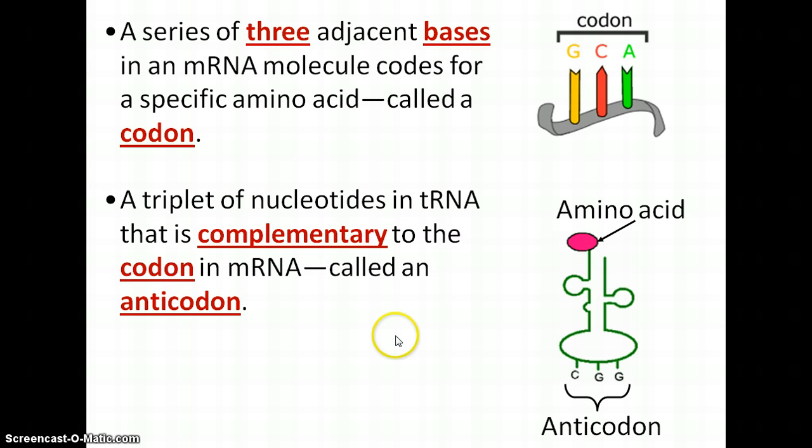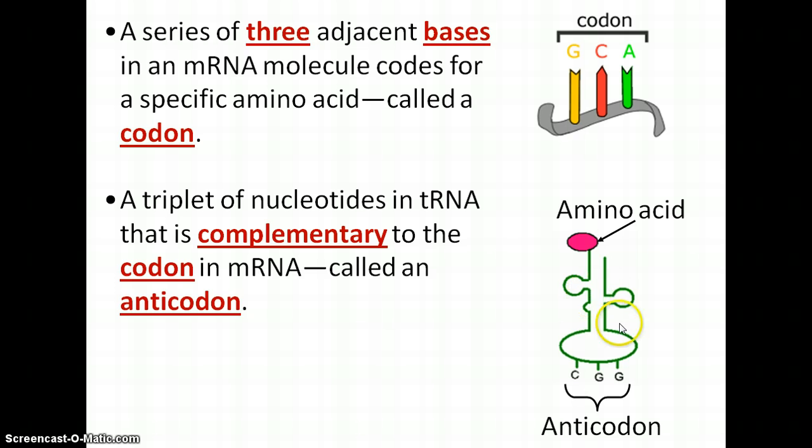Now, in tRNA, you have what is called a complementary codon or an anti-codon. So this codon would have G, C, and A, and the anti-codon for G, C, and A would, of course, be C, G, and U. We'll talk about why it's U and not T. Because, of course, this is RNA. We're not talking about DNA at this point. So the triplet of nucleotides in tRNA is an anti-codon. So what is a codon in mRNA becomes an anti-codon in tRNA.